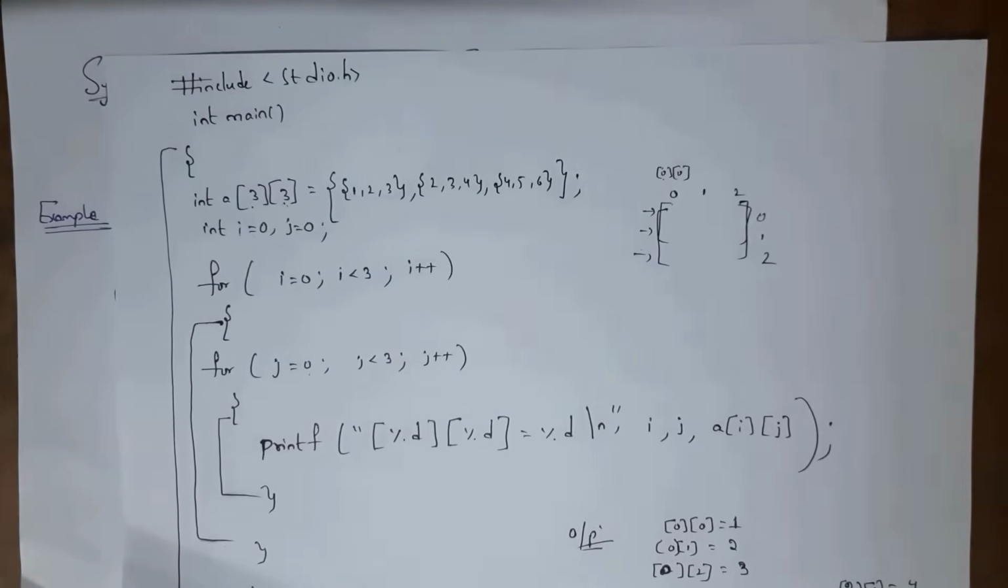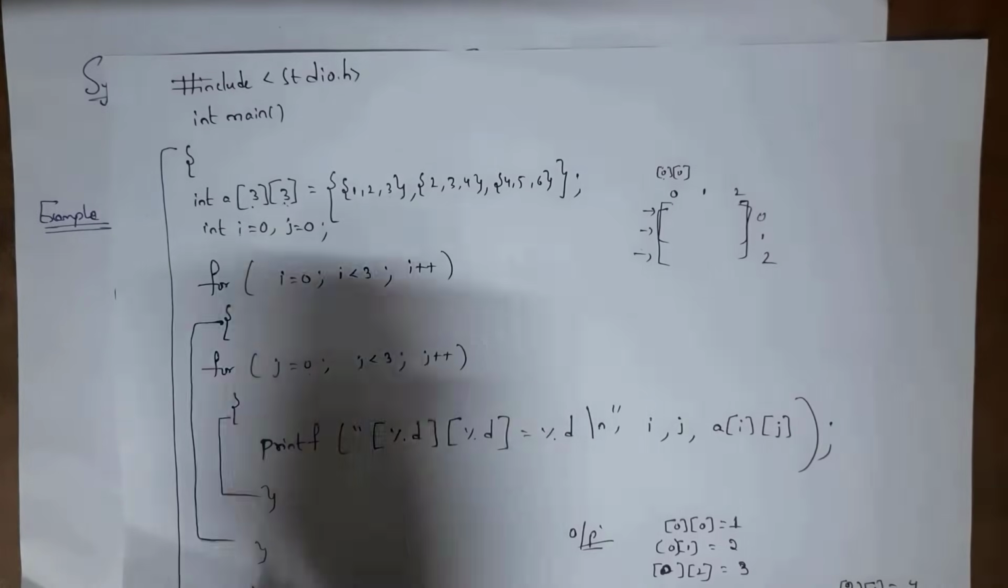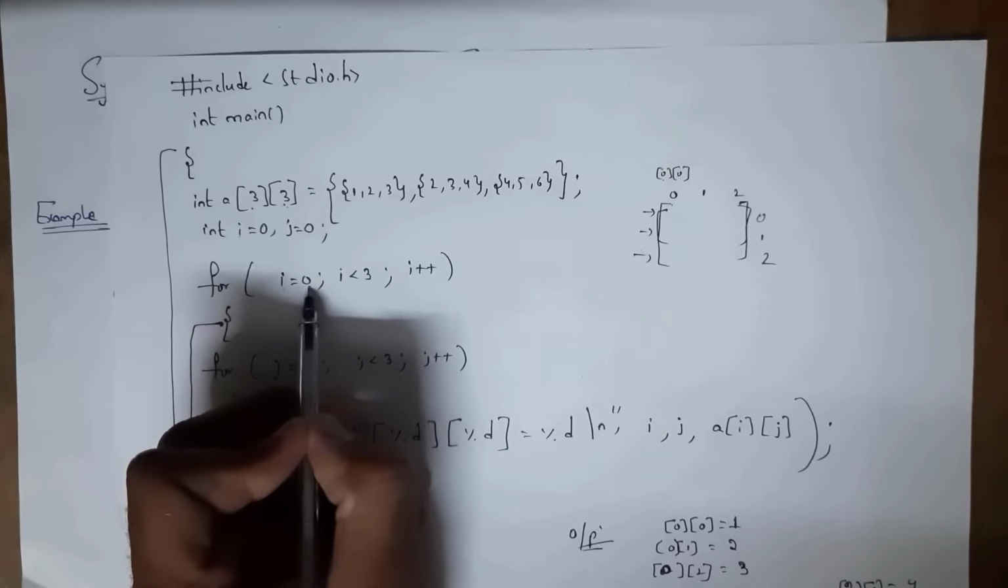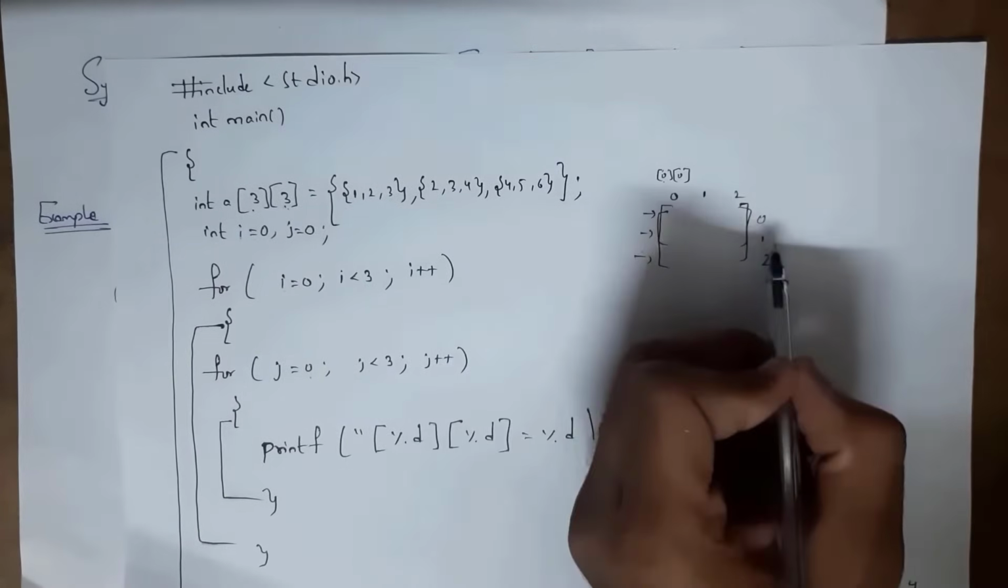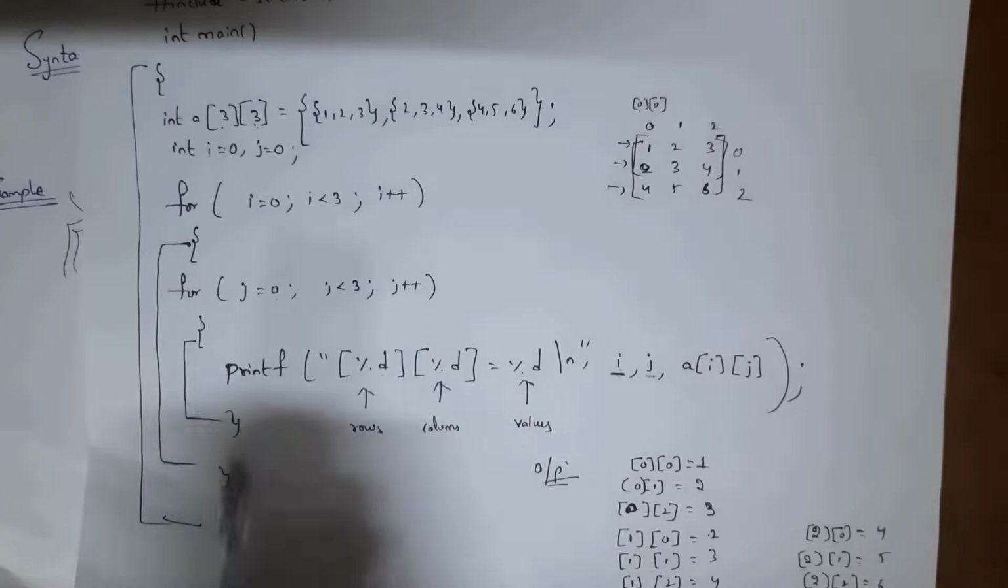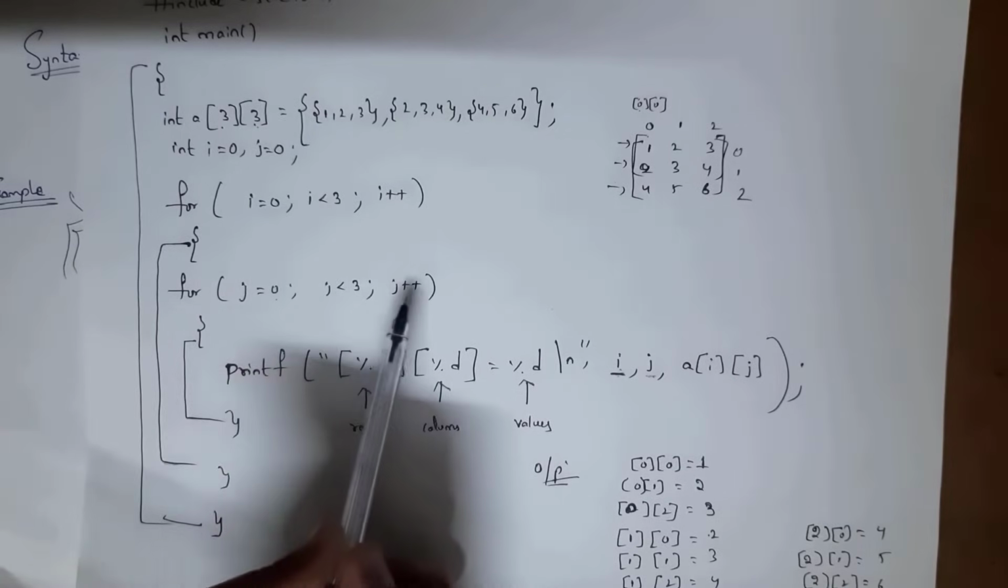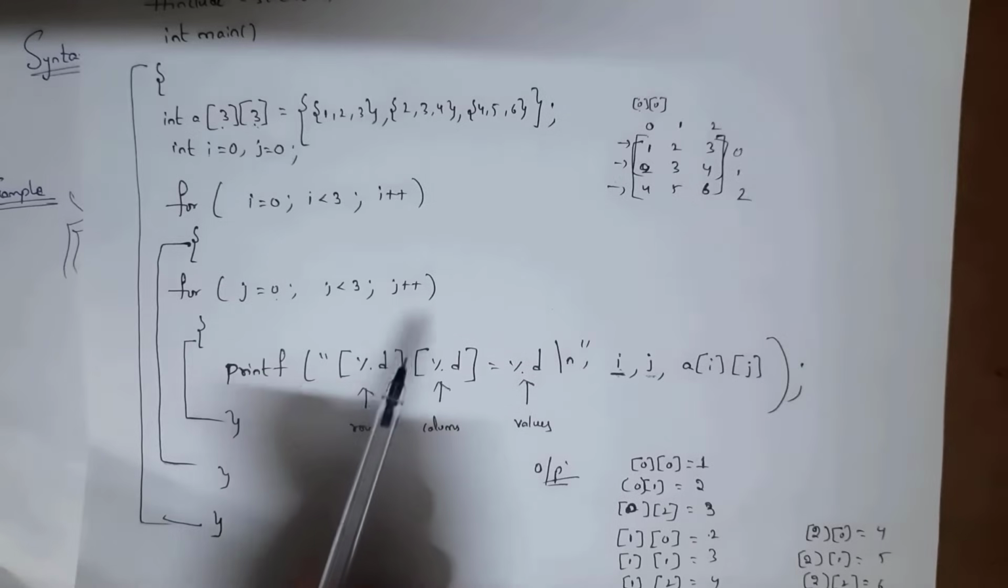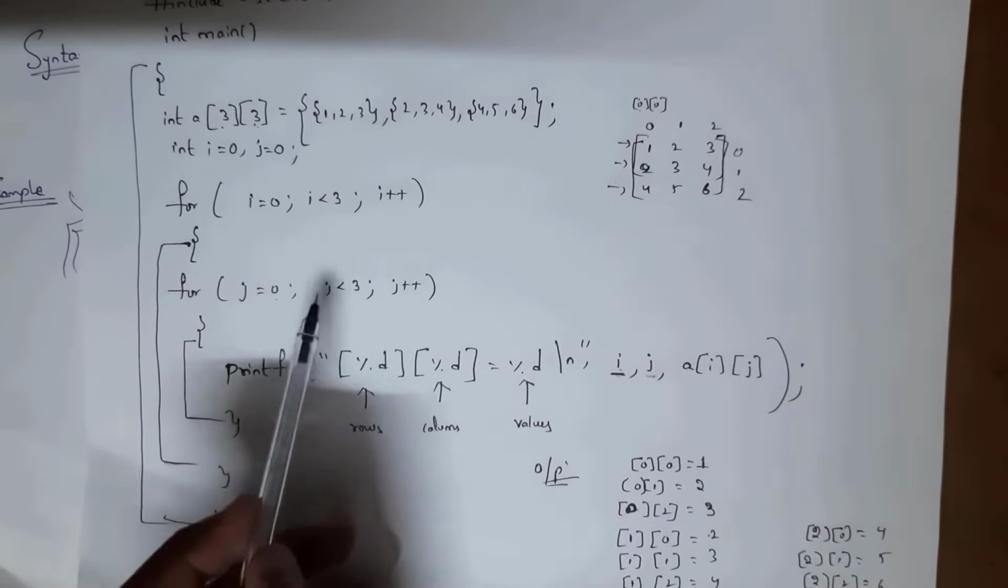So now I need to take two for loops. One is for rows and one is for columns. So here I took the for loop as i equal to 0, i less than 3 and i plus plus. That means it will create 3 rows: 0, 1, 2. And similarly for columns, j equal to 0, j less than 3, j plus plus. That means it will create 3 columns. They are 0, 1 and 2.